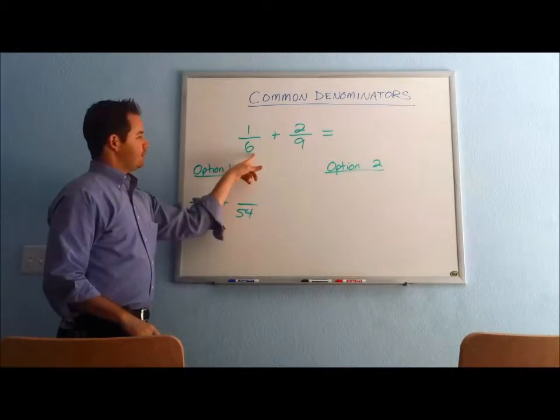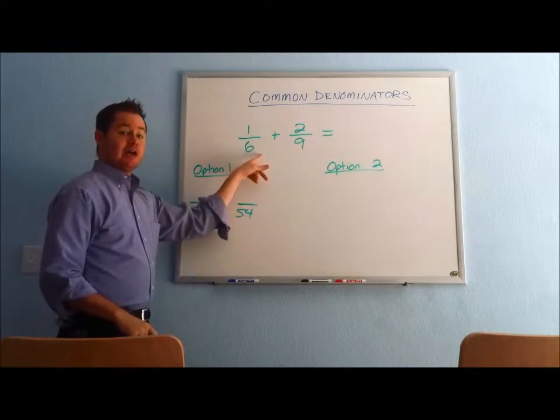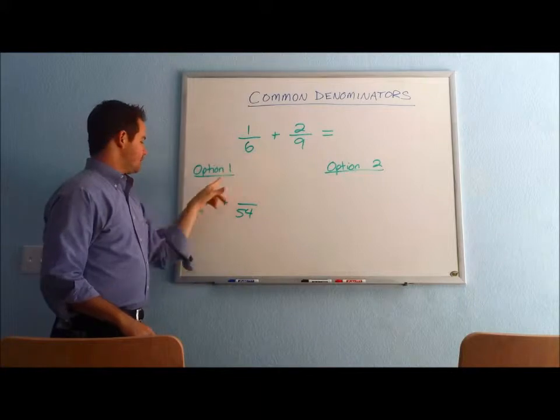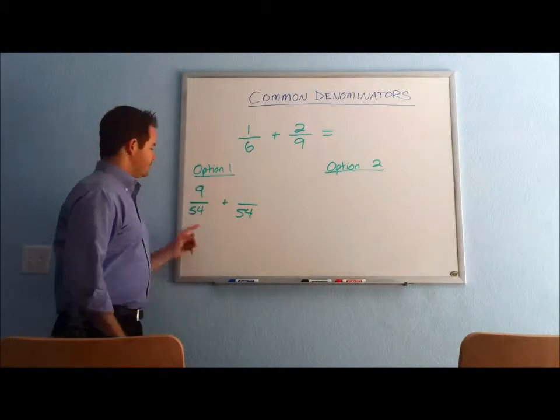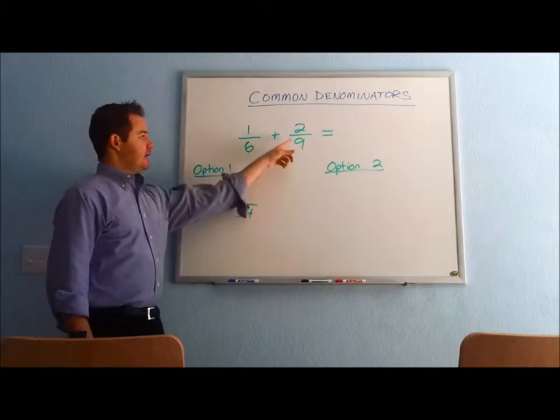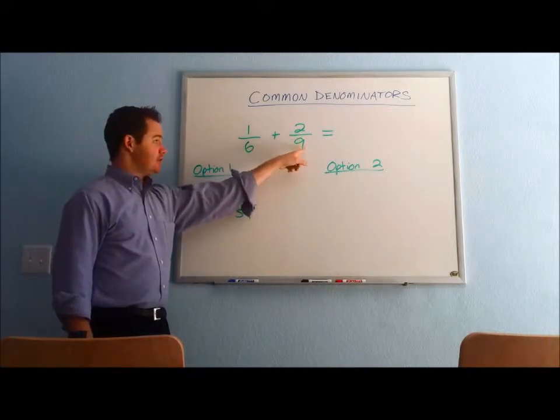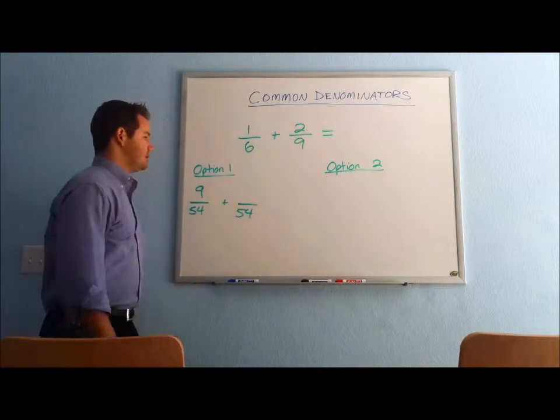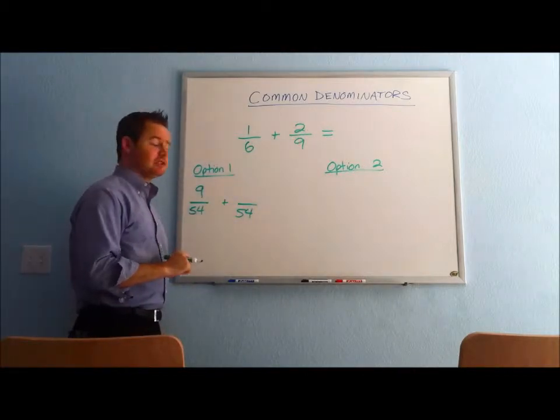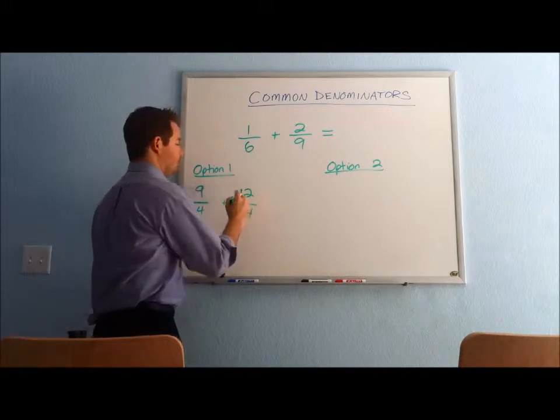And let's take a look. For this fraction, we had to multiply both terms times 9. So 6 times 9 gave us 54, and 1 times 9 would give us 9. So we have 9 over 54. And then this fraction, 2/9, we had to multiply times 6. So we have to multiply the top times 6 as well. And 2 times 6 will give us 12.